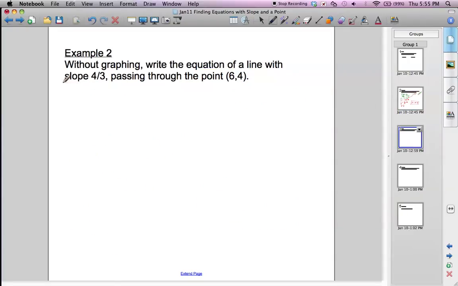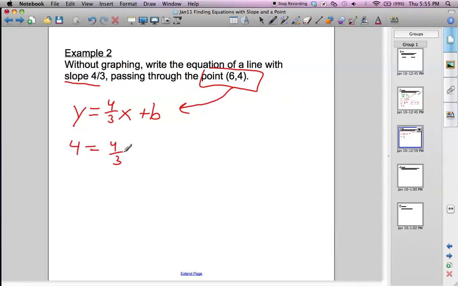Next example. Here we have the slope, here we have a point on the line. So we can write the equation of the line right now as y = 4/3 x + b, and then we're going to solve for b. So we're going to take this point and substitute it into the equation. We've got 4 = 4/3 times 6 + b, and then we have to work this out.